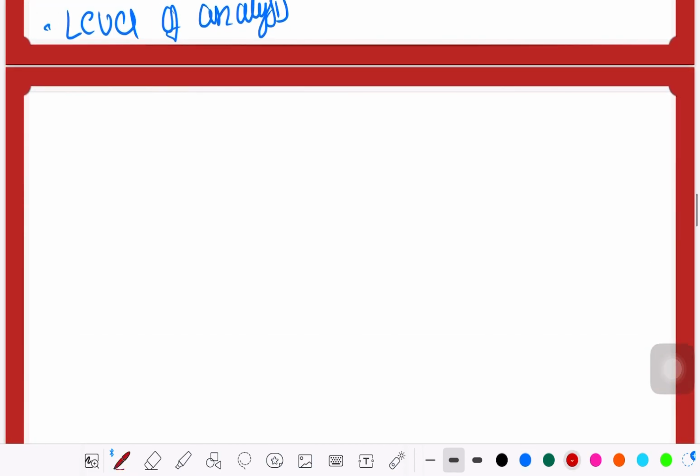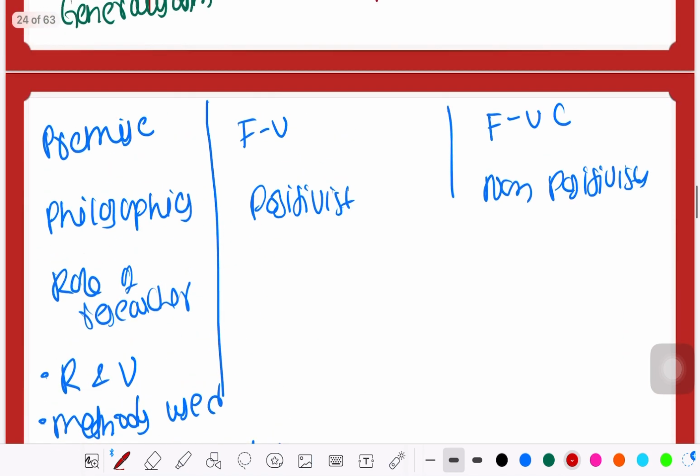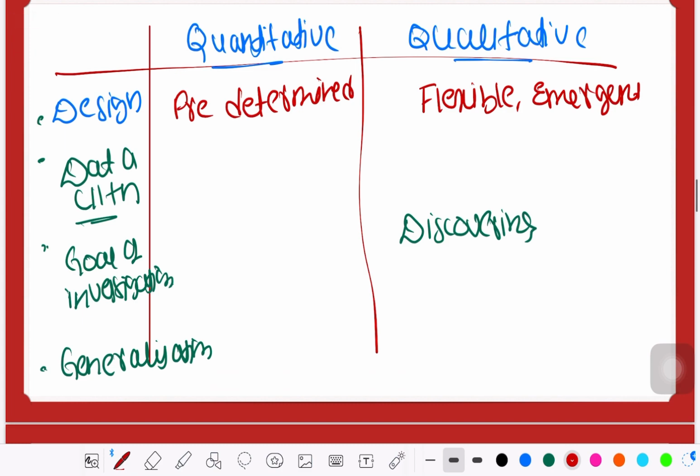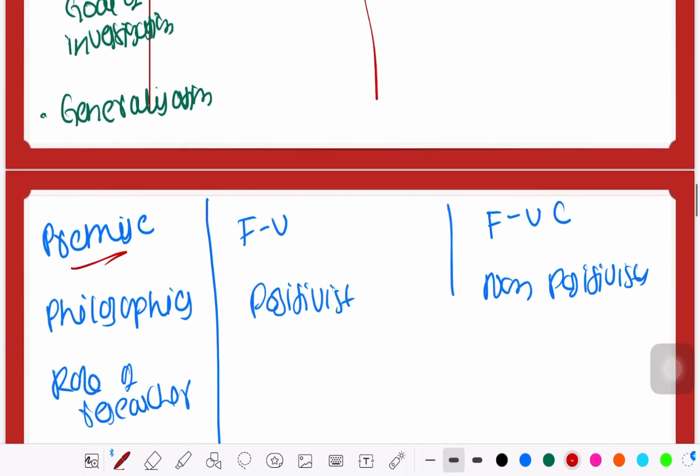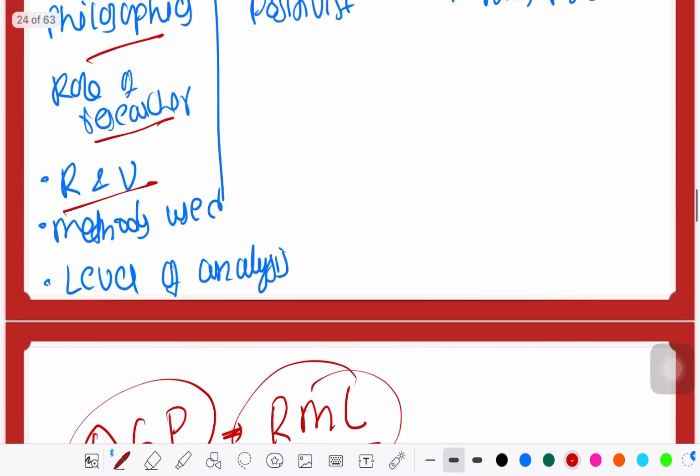So here also we have one nice mnemonic, DGP, Director General of Police, admitted in RML. You know, in Delhi we have Ram Manohar Lohia Hospital. Just a very easy mnemonic. D for design, data collection, goal of investigation, generalization, premise, philosophies, role of researcher, reliability and validity, the various methods used, and the level of analysis.